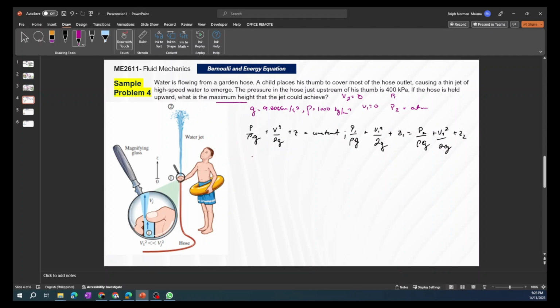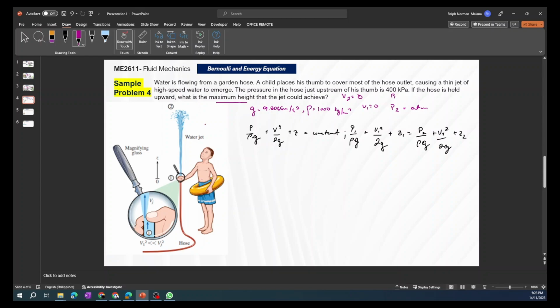P2 is going to be atmospheric. So we have P1 here at 400 kilopascal. It makes sense because of the increase in pressure here. If you know your equation for the pressure, there's a decrease in velocity then, so your velocity is almost 0.